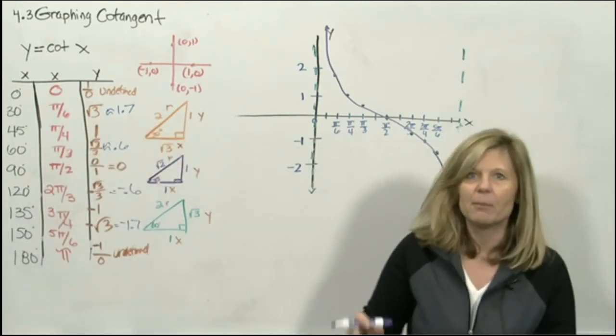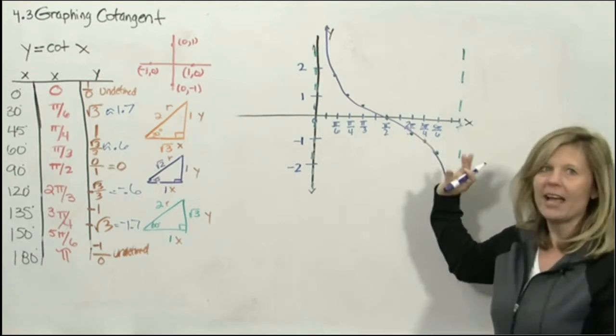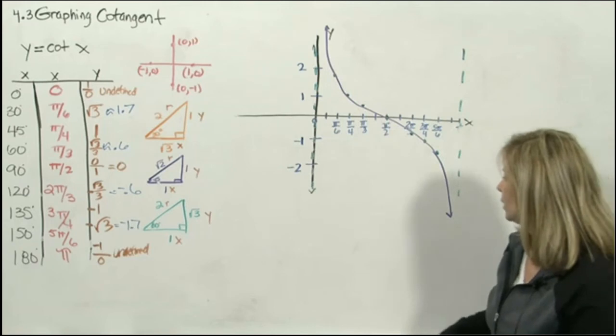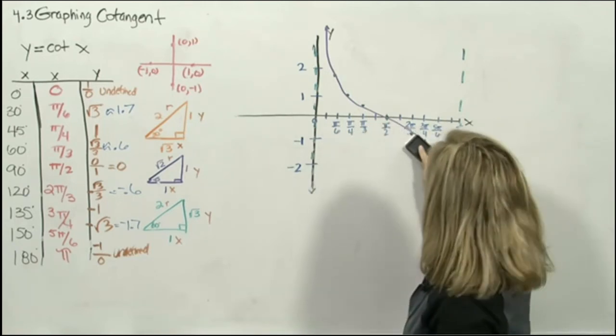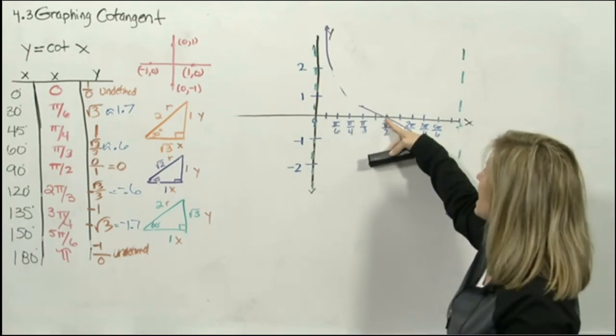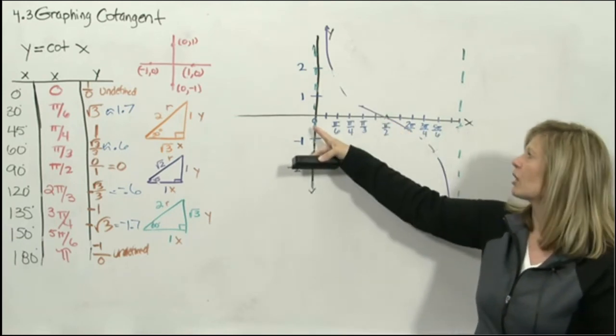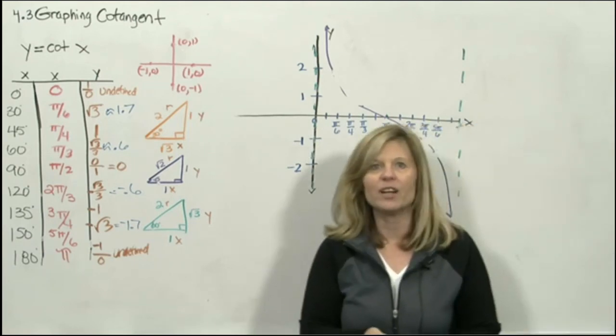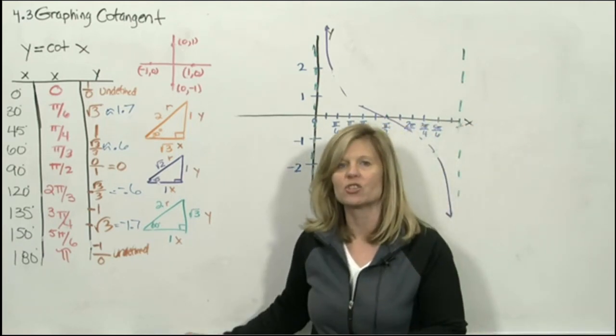So again, to sum it up, to graph a cotangent curve, we're not going to need to know all of these points. When I say graph cotangent, all we're going to need to know is the point in the middle, which is at 90 degrees, and the two vertical asymptotes, 0 and 180. Okay, in the next video, we're going to do some transformations to cotangent.